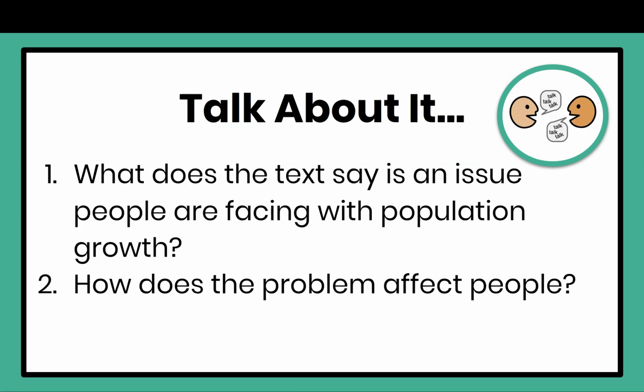Now that you've written about the main idea and details, let's talk about these questions. With a family member or friend, talk about: what does the text say is an issue people are facing with population growth? How does the problem affect people? Pause the video now and talk about this with a family member or friend.